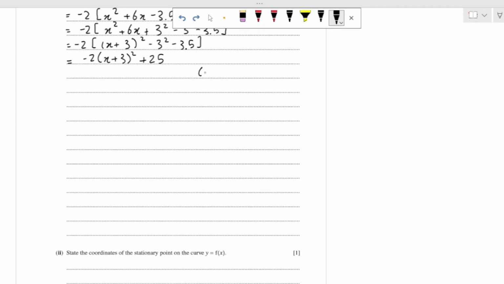Just a minute. This must be (minus p, q), where p will always be the term which is inside the brackets and q will always be the term which is outside the brackets. That means our coordinate inside was plus 3, so it's minus 3. If this had been minus 3, then it would of course have been plus 3. So the coordinates are minus 3 and q would be 25.